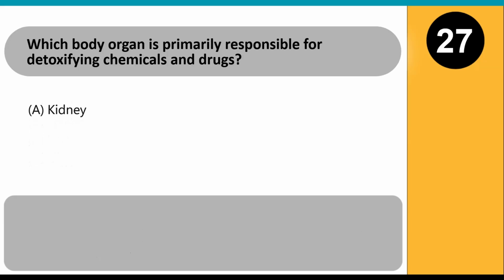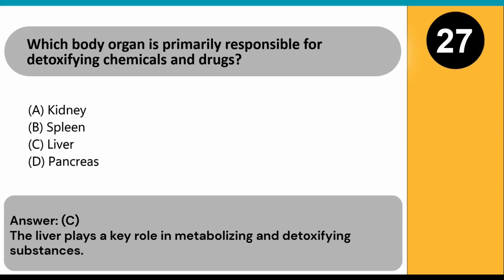Which body organ is primarily responsible for detoxifying chemicals and drugs? A. Kidney. B. Spleen. C. Liver. D. Pancreas. Answer C. The liver plays a key role in metabolizing and detoxifying substances.